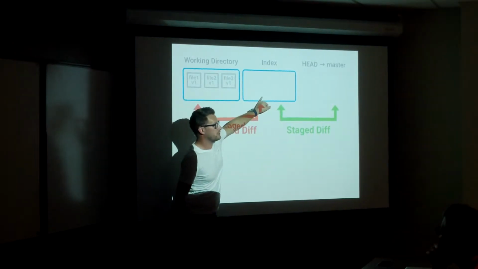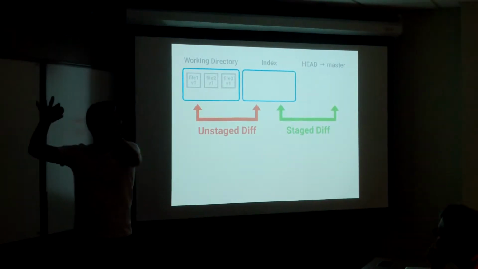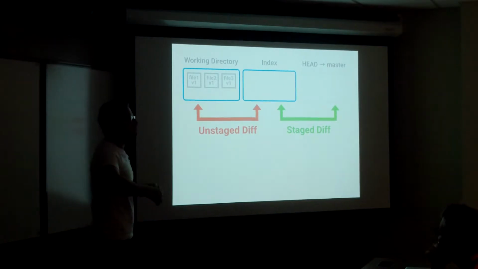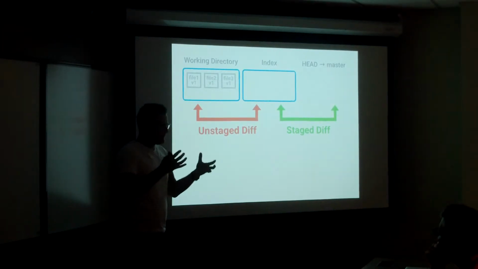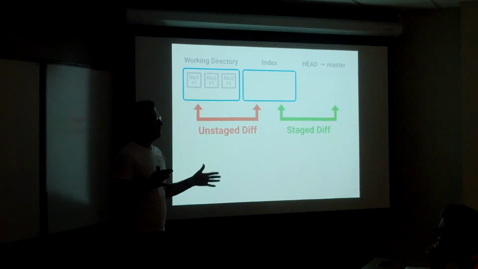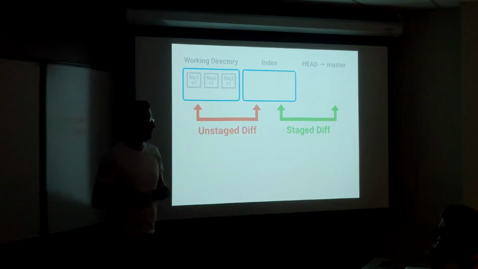So index is just a tree. Index is just a directory. There's this sort of magical imaginary directory that exists. The easiest way to mentally understand the index is the tree of files that I'm going to commit. That's what will become a commit.